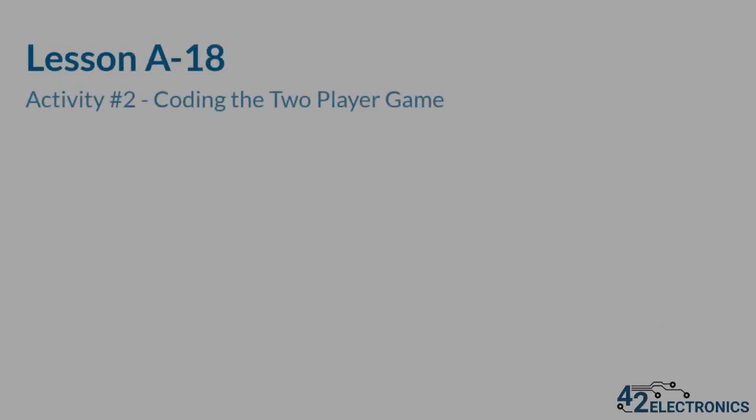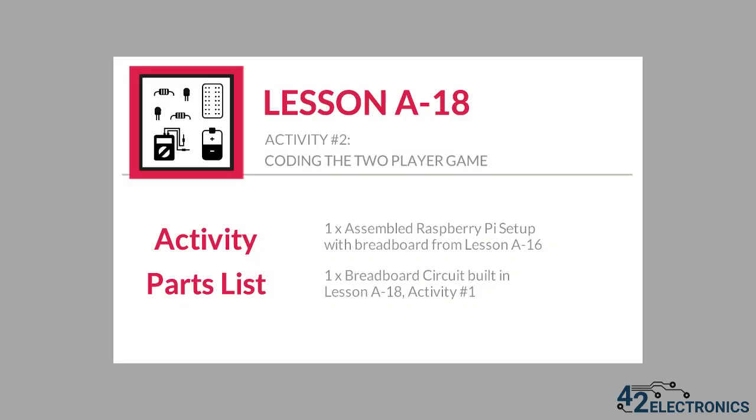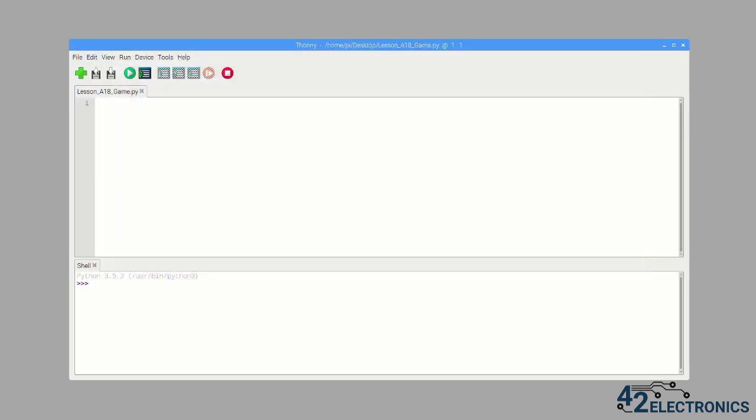This is activity number 2 for lesson A-18. For this activity, you will need the assembled Raspberry Pi setup with the completed circuit you built in the last activity. In this activity, you'll use the circuit you just built in the last activity and write a program that will illuminate an LED with a 1 to 5 second delay, start a timer when the LED turns on, stop the timer when a player presses a button, and display who pressed first and that player's winning reaction time.